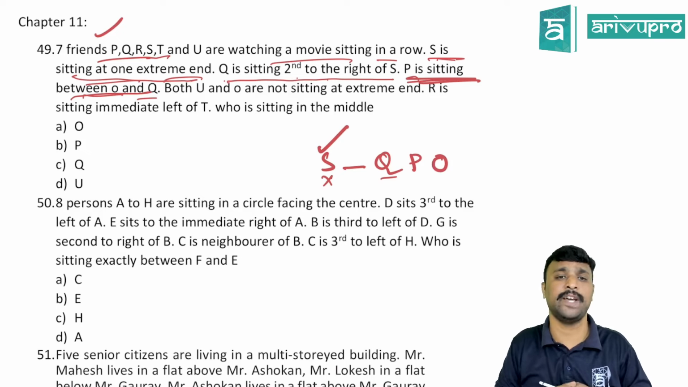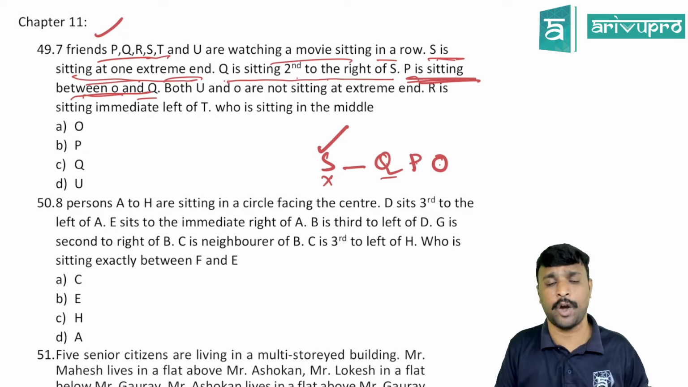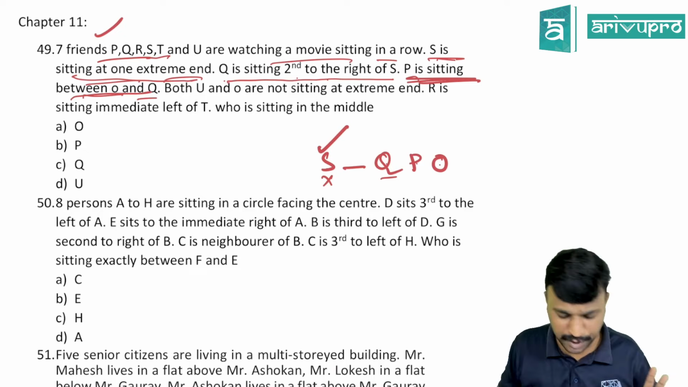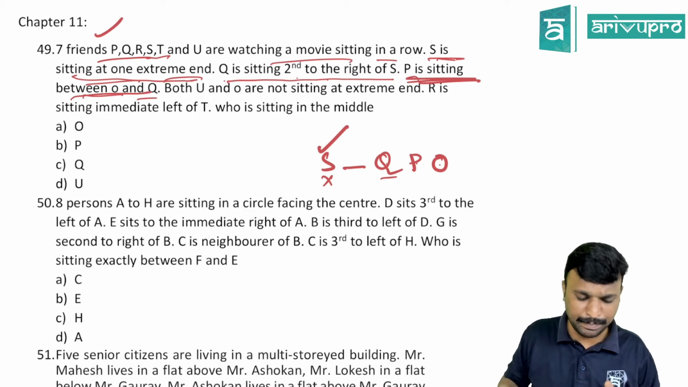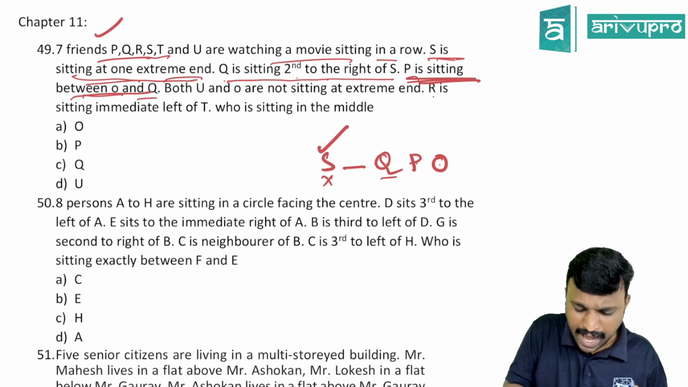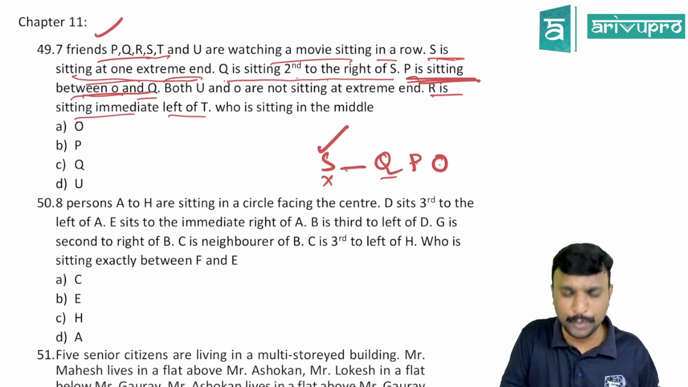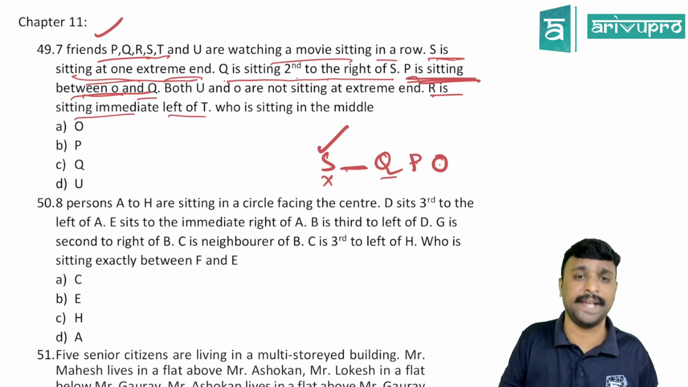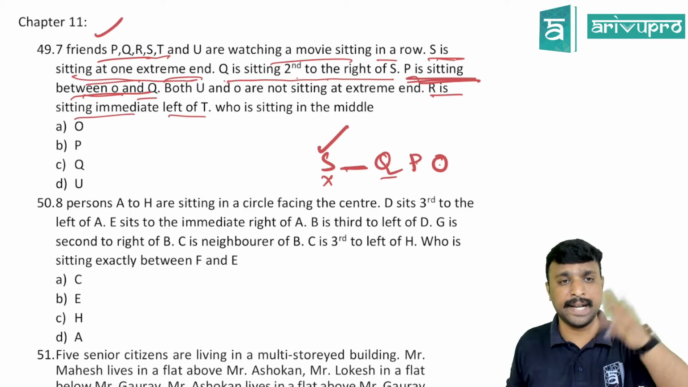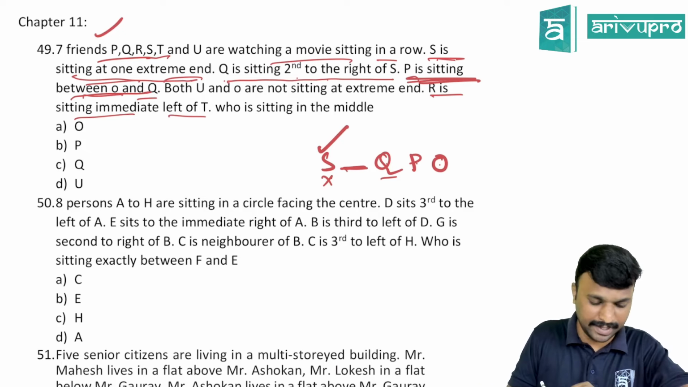So how many people have we marked so far? 1, 2, 3, 4, 5. How many more positions do we have to mark? 2 more positions. Guys, with respect to these people, do we have any sure statement? R is sitting immediate left of T. Guys, I cannot make those 2 people seated at this particular place. Definitely T and R should be together. Definitely to the right of O only. So R is sitting left of T.